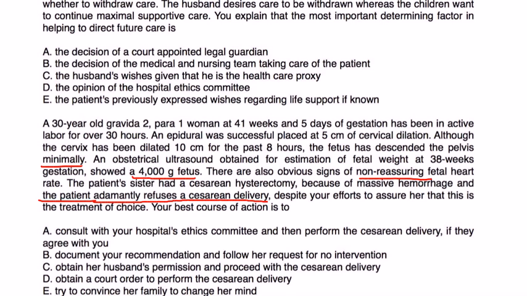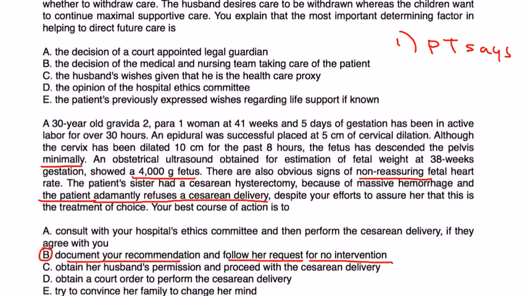Best course of action is, well, right off the bat, number one, what the patient says. The patient has said no, and you have to respect her wishes. It unfortunately may not be the best possible outcome, but you have to respect her wishes, document it, and you will be legally protected. So that is choice B. Document your recommendation and follow her request for no intervention.